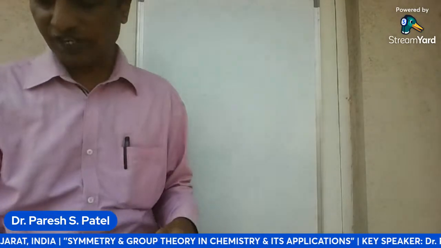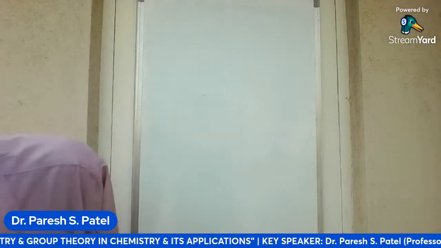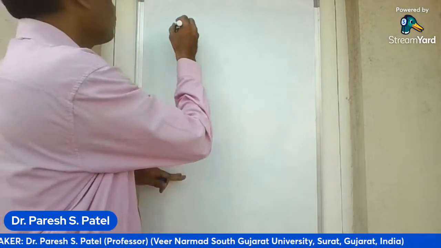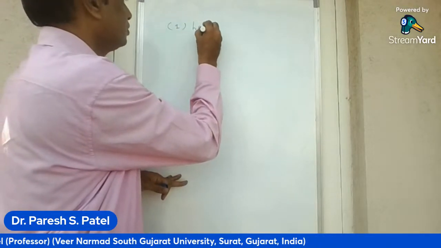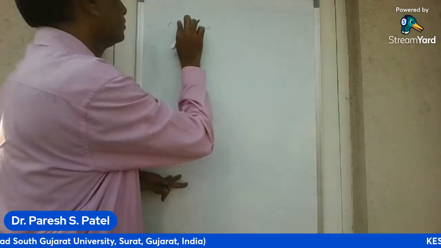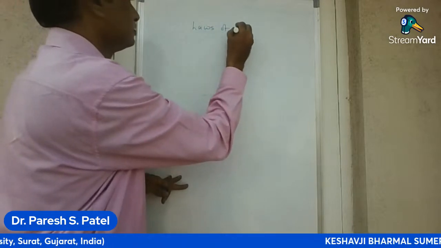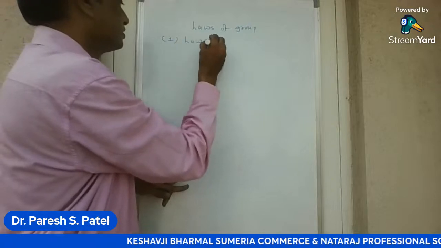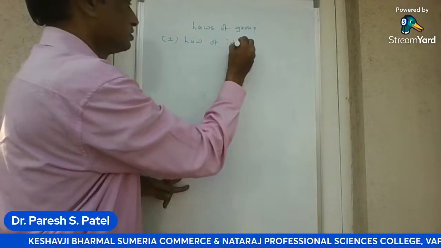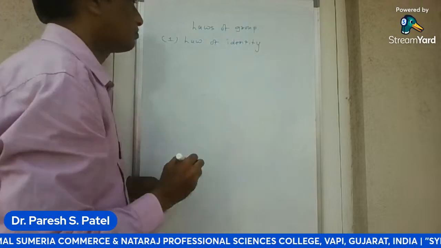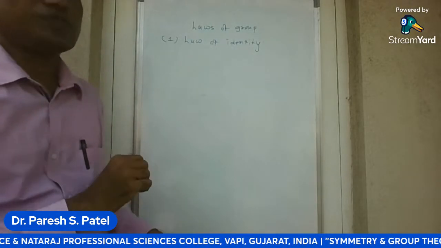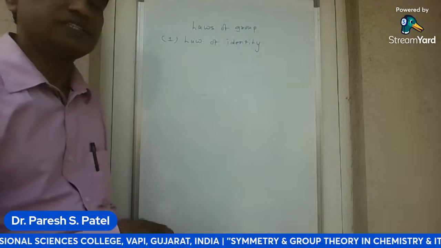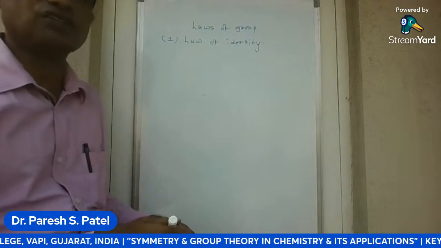Now, dear students, the next title is very important. But before that, I think we should cover the four laws of the group. The first law is the law of identity. So what is the law of identity? If we combine the identity symmetry operation with any symmetry operation, the answer will be the same.